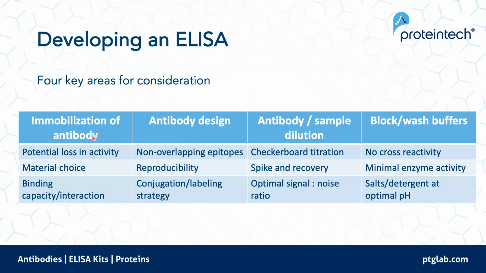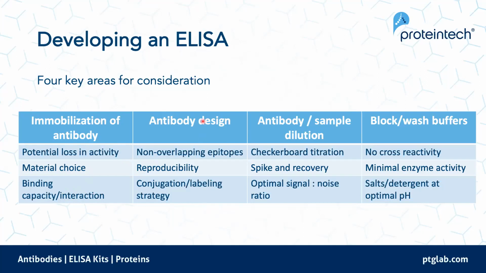First, you want to think about the immobilization of the antibody. Is the antibody binding in an orientation that means it can recognize the analyte? Is the material that you're using, the type of plate, inactivating the antibody? Is it causing high background? And does it have high enough binding capacity for your antibody of choice to then recognize the epitope?